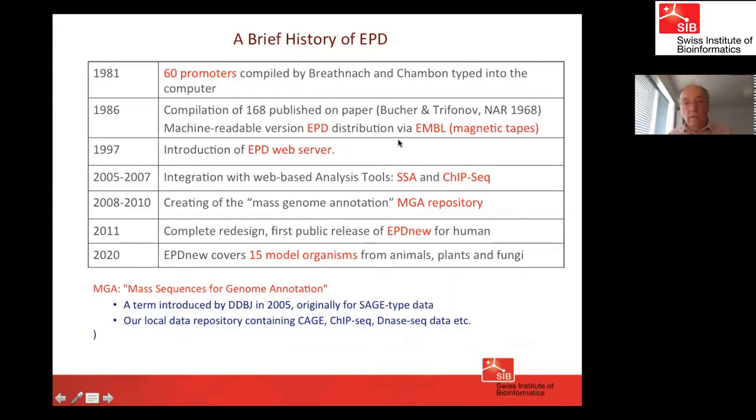Okay, let me give a brief historical overview. It all started almost 40 years ago, when a compilation of about 60 eukaryotic promoters was published in a review article by Breathnach and Chambon. Because I was interested at that time in promoters, I typed this compilation into a computer, a big one about the size of a refrigerator, which had 6 kilobytes of memory.